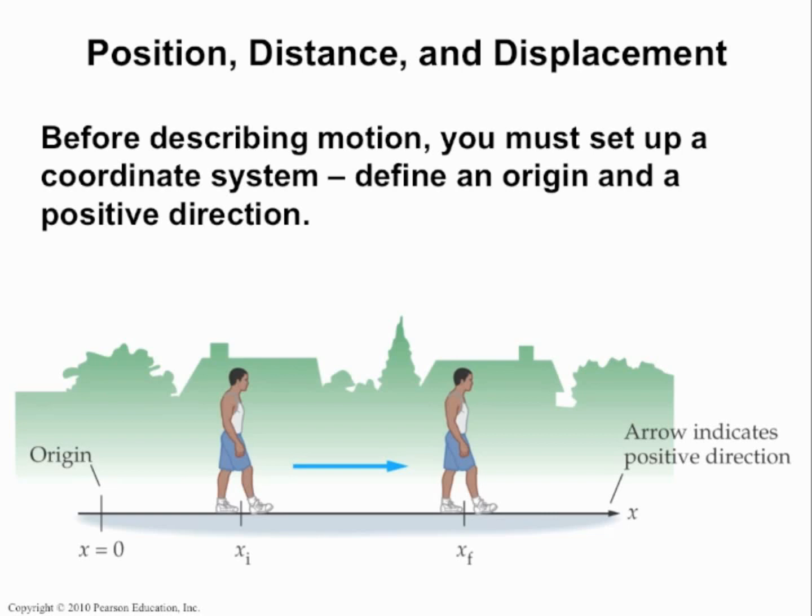Then we have his initial position marked as xi, and we have his final position marked as xf. And so he's walking from an initial position to a final position.